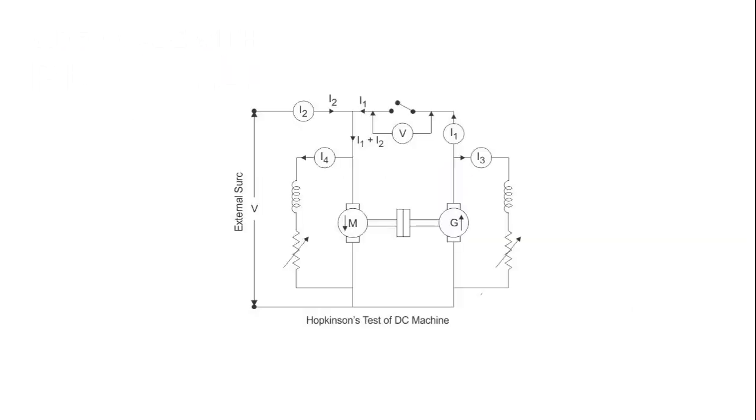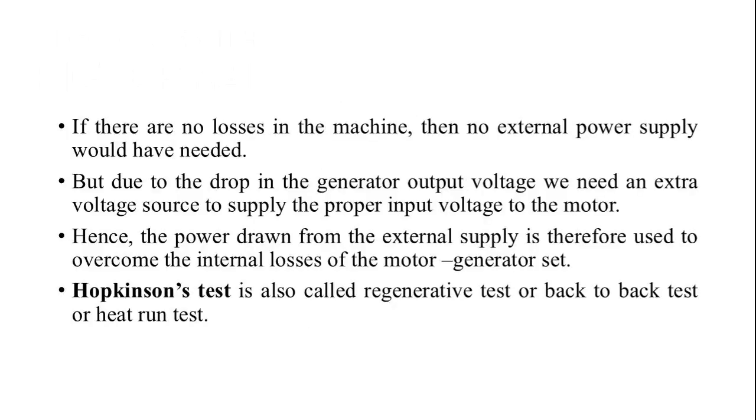This diagram shows the circuit setup for Hopkinson's test, detailing the connections between the motor and generator. If there are no losses in the machine, no external power supply is needed. However, due to voltage drops, an extra source is required. The external power compensates for internal losses, making Hopkinson's test also known as the regenerative test.